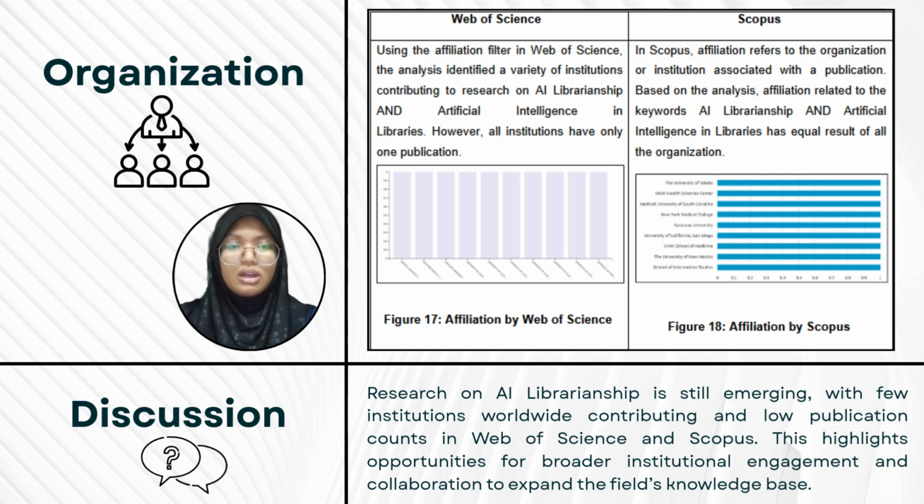In the other website, that is Scopus, affiliation refers to the organization or institution associated with a publication. Based on the analysis, affiliation related to the keyword AI librarianship and artificial intelligence in libraries has an equal result for all the organizations. And you can see in figure 18, affiliation by Scopus, they all have a balanced result.